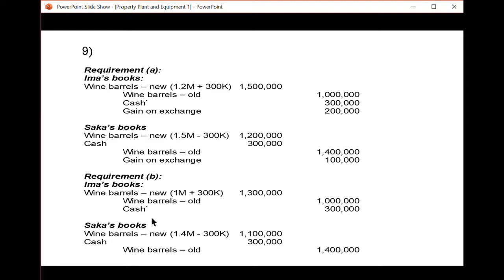And then on the part of Saka, the carrying amount of the asset given up is 1,400,000 minus the cash received 300,000, so 1,100,000, and you have cash debited 300,000 and credit wine barrels old 1,400,000. With no commercial substance, there is no gain on exchange or loss on exchange. None. Okay? Question number 10.